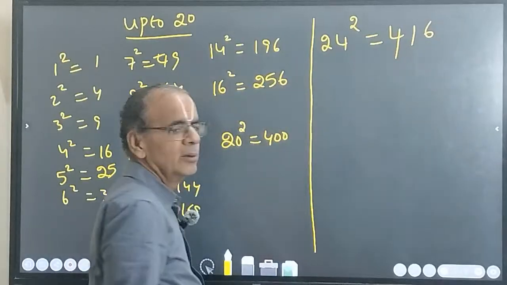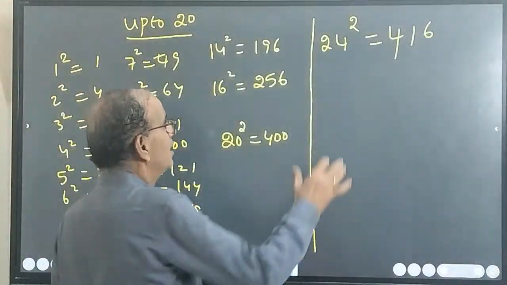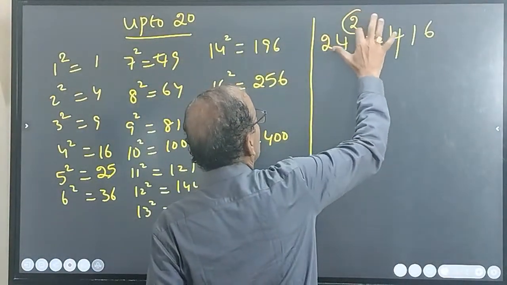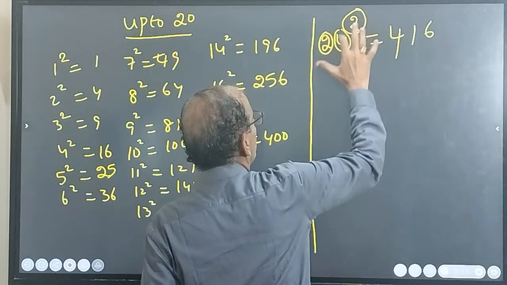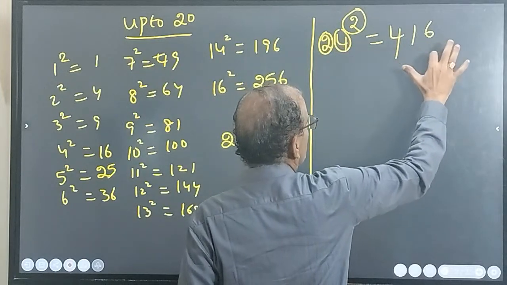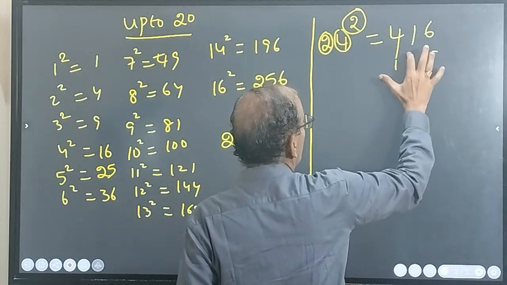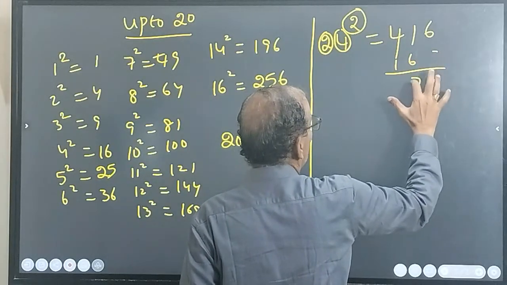16. You take 2 square, you take 4 square. Then you multiply these 3 numbers. 2 into 4, 8. 8 into 16. 16 don't write here, you leave one column and write. 6, 7, 1.